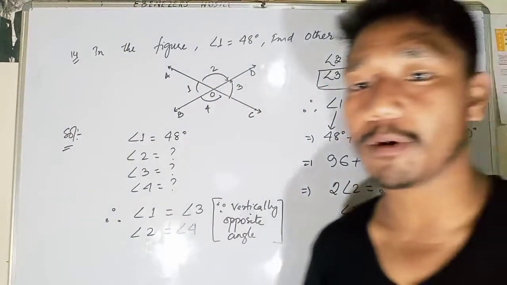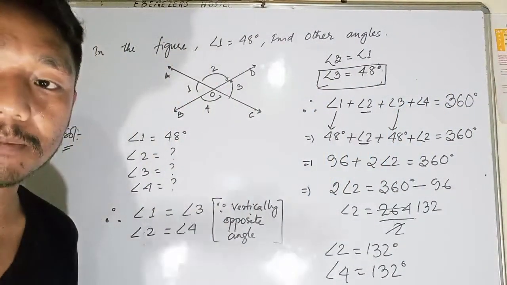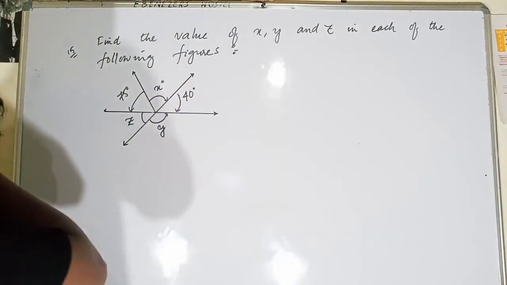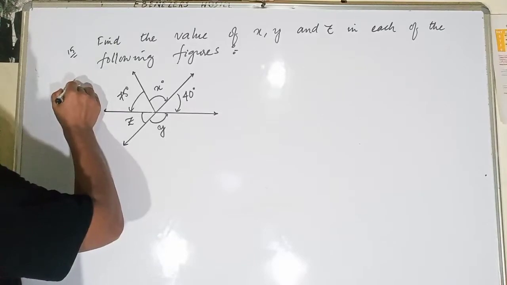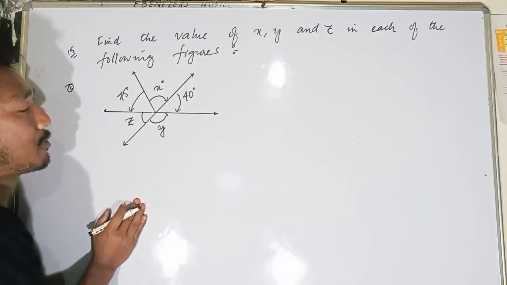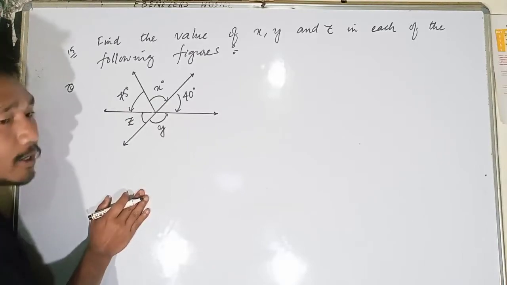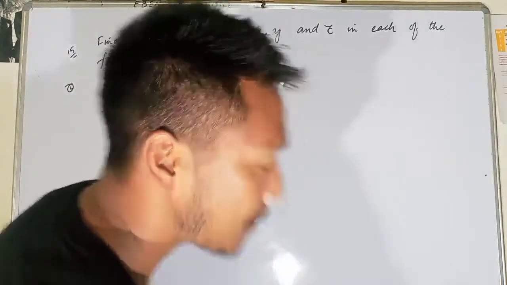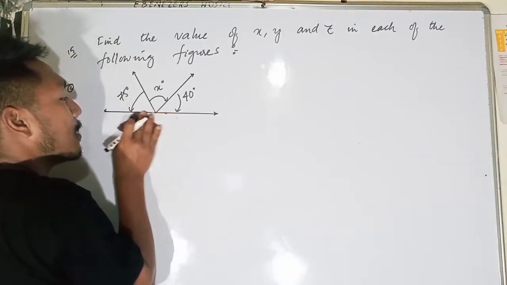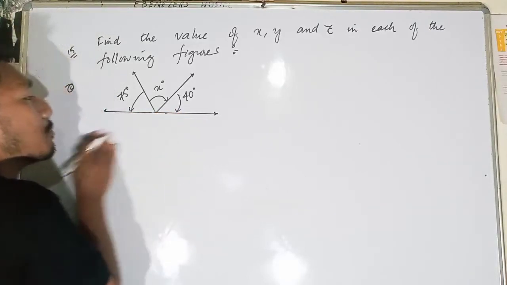Okay, let's go with question number 15, number 1. Here I will be dividing this equation figure into 3 different parts. So first of all, let's go with this one. First of all, let's forget about x and y, this one.